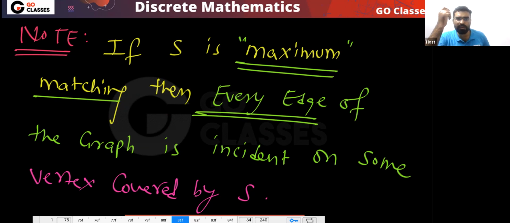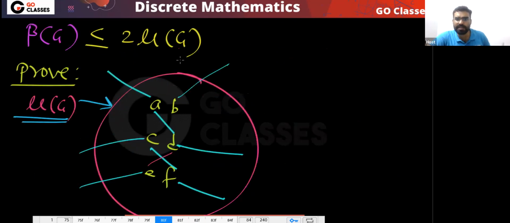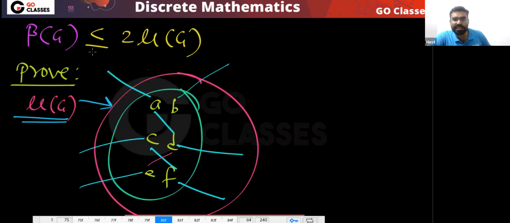Is this clear to everyone? Is this point clear? Is this statement clear? If S is a maximum matching, then every edge of the graph is incident on some vertex covered by S. So finally, if this is the situation, then what can I say? It means these vertices are covering all the edges. Can I say these vertices are covering all the edges?